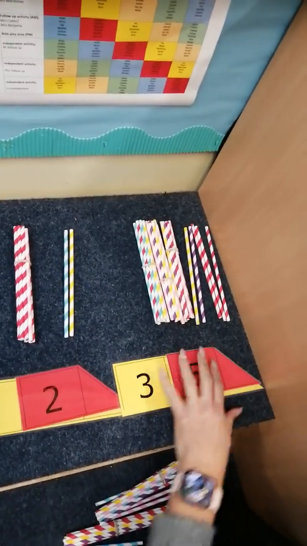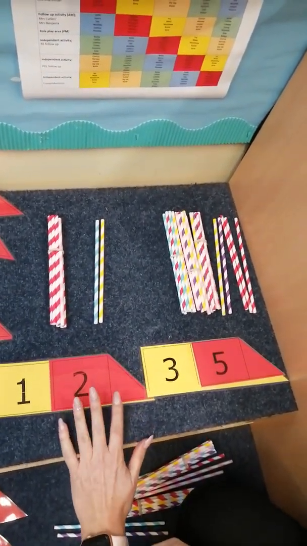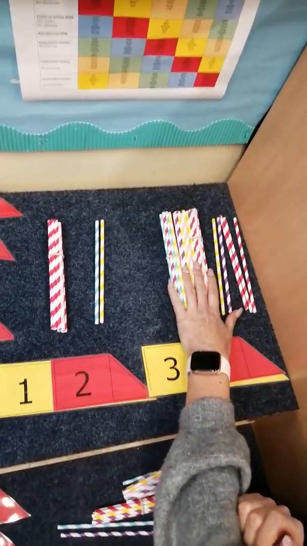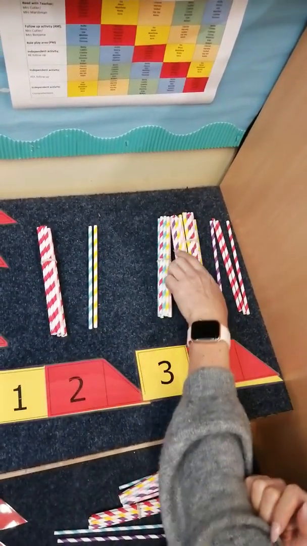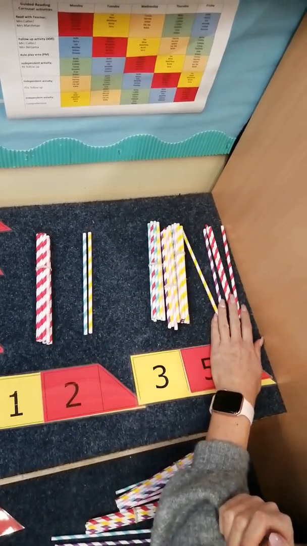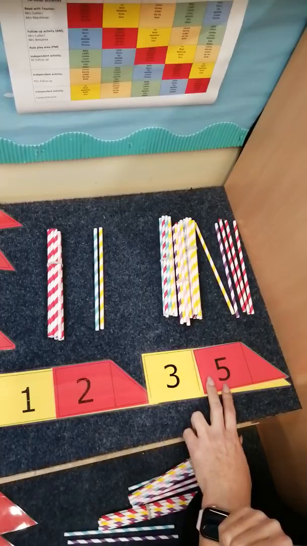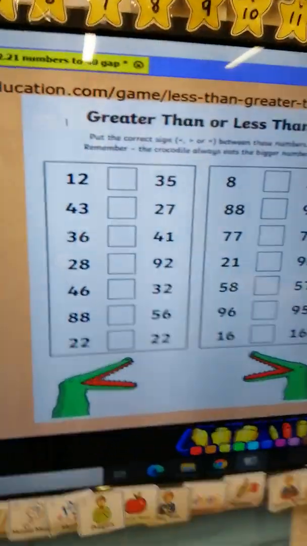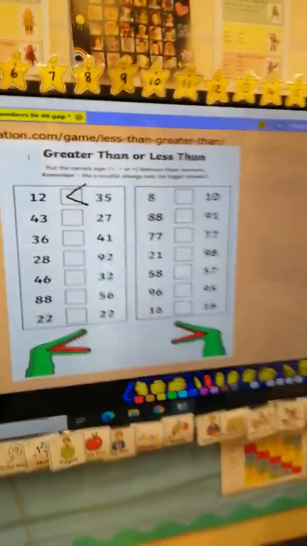35. So we can straight away see which number is bigger just by looking at how many groups of 10. This number has got more groups of 10 than this number, okay? Because this number has got 2 more groups of 10 than this number. This number's also got more ones than this number. So it's really easy to determine the biggest number is the number 35. So I'm going to draw my crocodile's mouth eating the biggest number, the number 35.